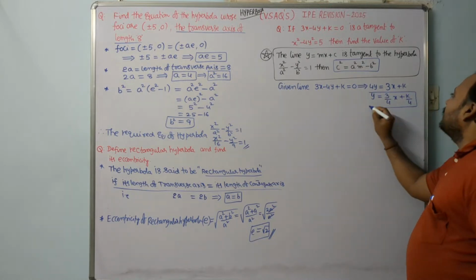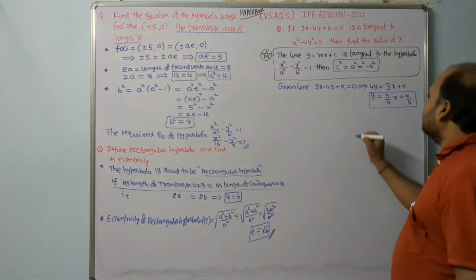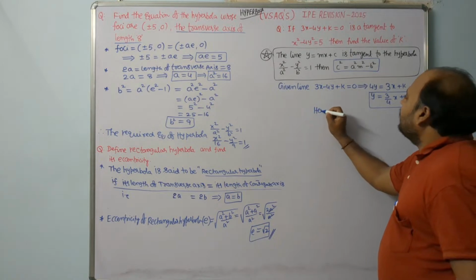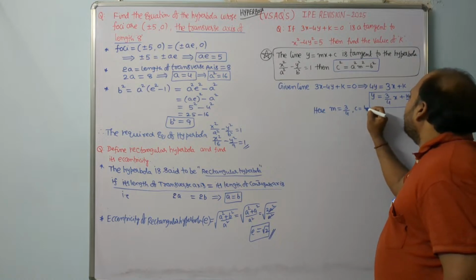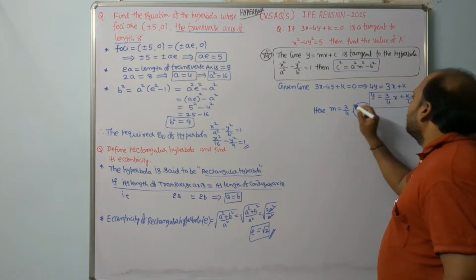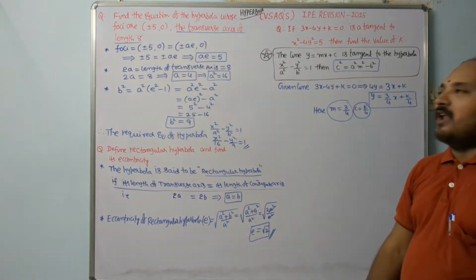After reducing into the form of y is equal to mx plus c, here you have to write the values of m and c. M value, how much? 3 by 4. And c value, how much? K by 4. Okay, dear students? M value, c value, we got it.